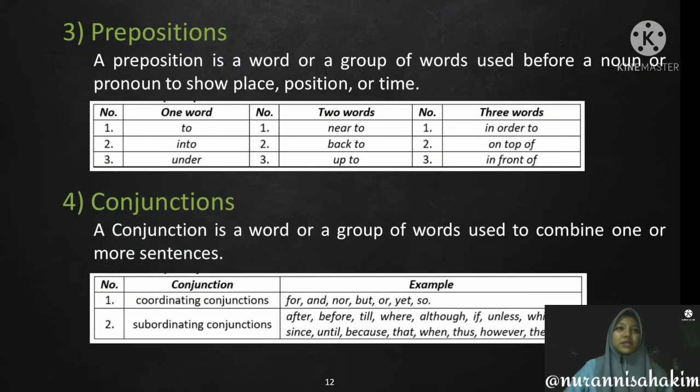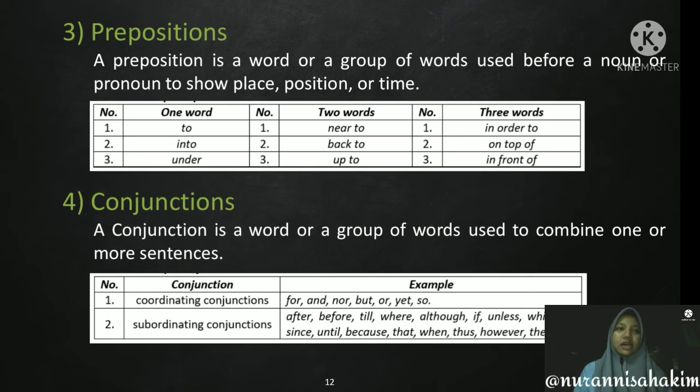Third is prepositions. A preposition is a word or a group of words used before a noun or pronoun to show place, position, or time. For example, to, into, under, near to, back to, up to, in order to, on top of, or in front of.